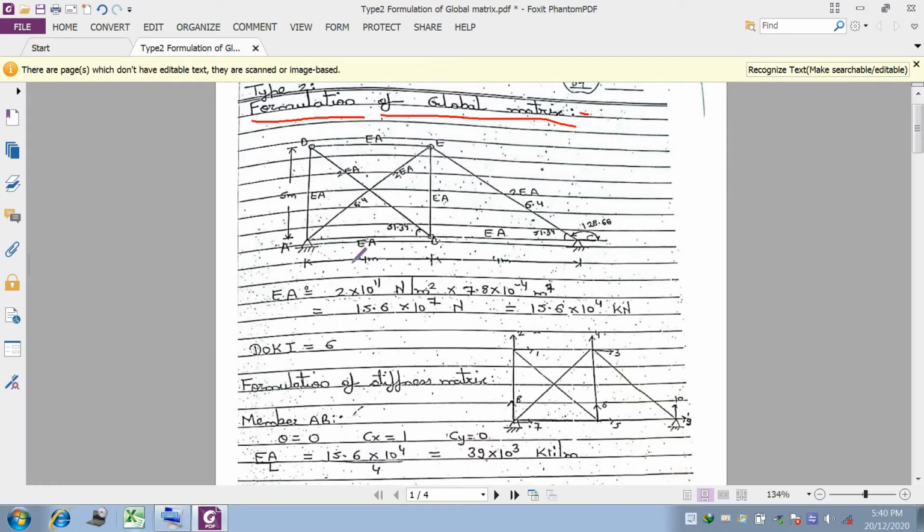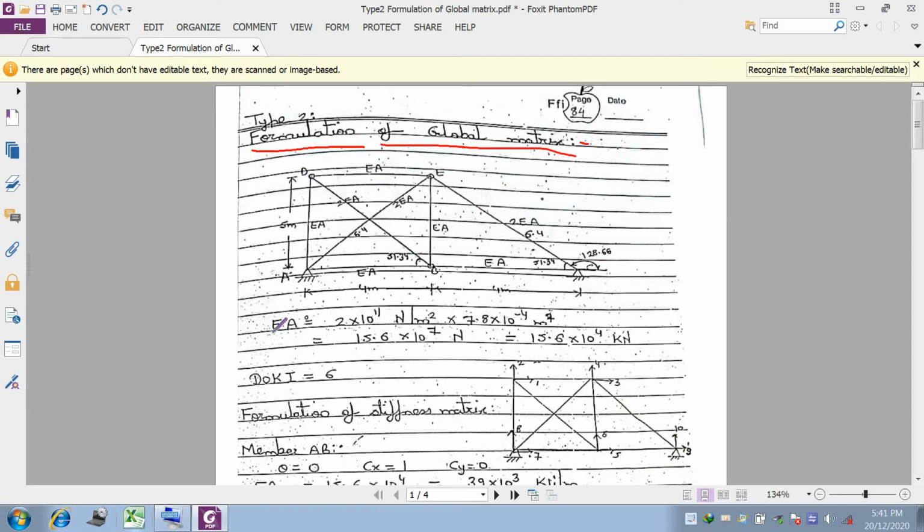the member starts from A, B, C, D. Okay, so here is the member. A is there, B is there, C is there, D is there, and E is there. Here the value of EI is calculated as 15.6 into 10 to the power 4 kilonewton.